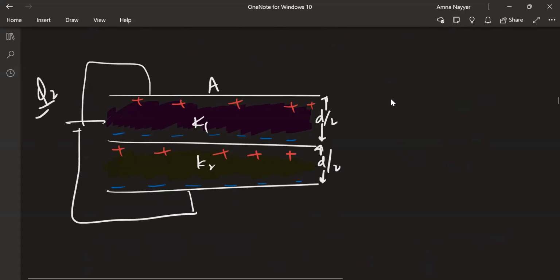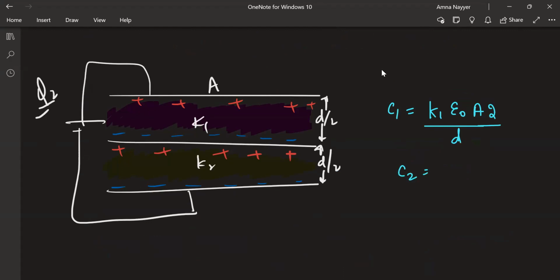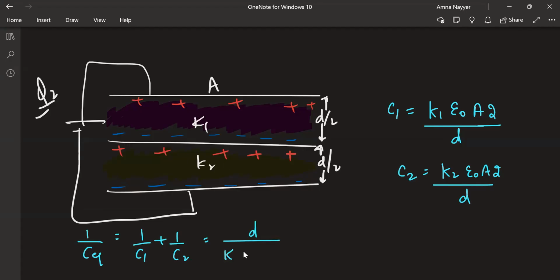So see, when I write C1, it will be K1 epsilon naught A by D by 2, so D by 2 will go up. Can you tell me C2? K2 epsilon naught A by D by 2. Yes, correct. Same thing. So see, the distance is getting divided, which means they are connected in series. And series means 1 by C equivalent is 1 by C1 plus 1 by C2. So this will be D by 2 K1 epsilon naught A plus D by 2 K2 epsilon naught A.